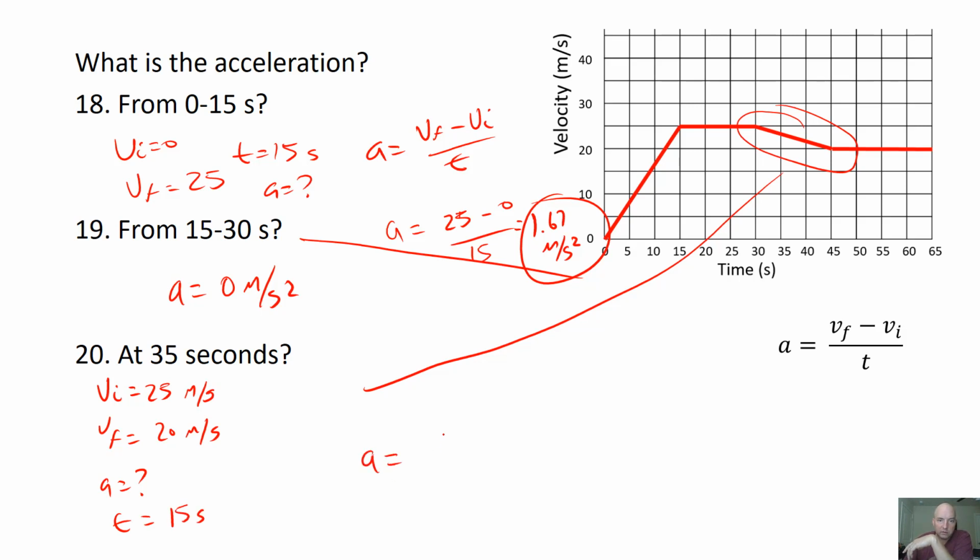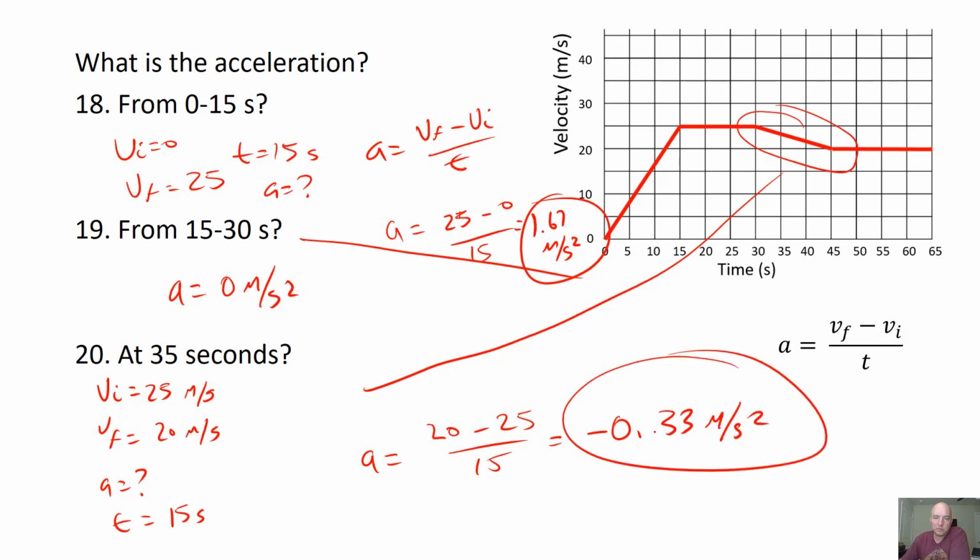So a equals Vf, which is 20, minus Vi, which is 25. We divide that by 15. So we're going to get 20 minus 25 equals negative 5 divided by 15, and we get negative 0.33 meters per second squared. Oh, so that's going to be negative 0.33 meters per second squared, or even better, backwards would be an answer you can use. 0.33 meters per second squared backwards without the negative, because the negative represents backwards.